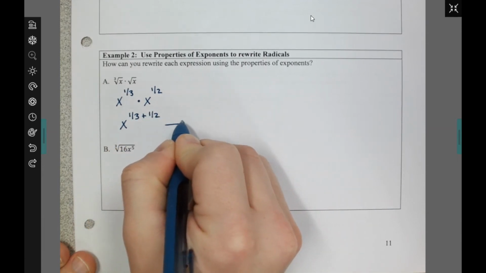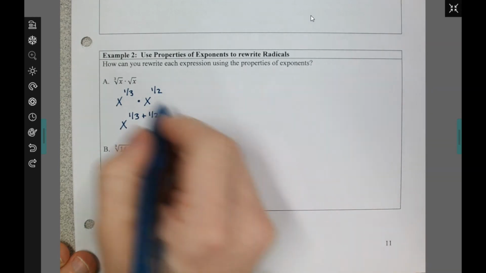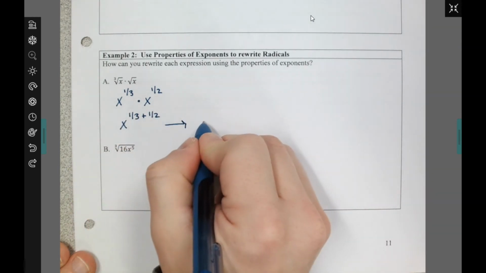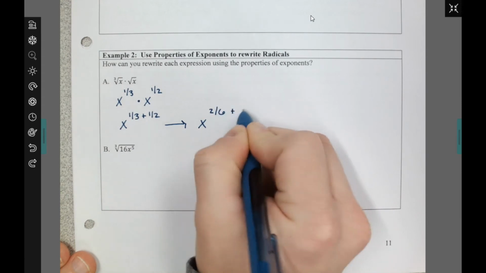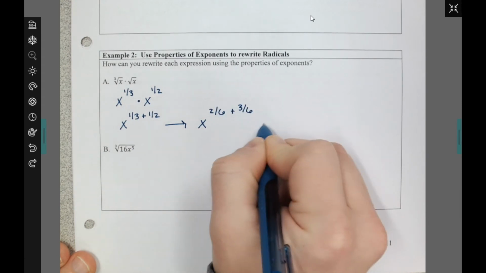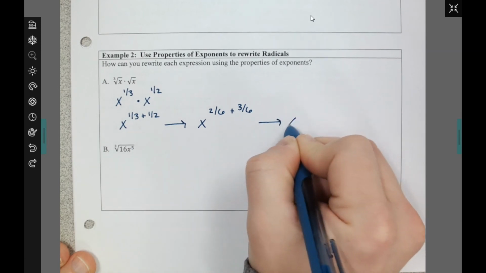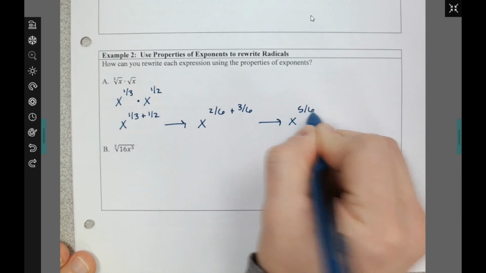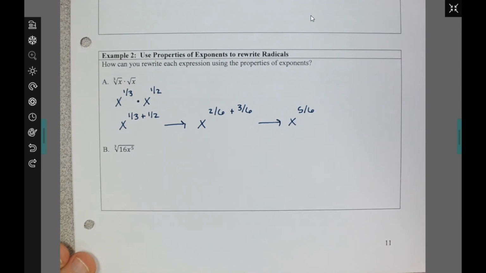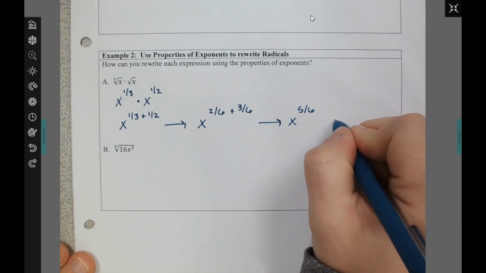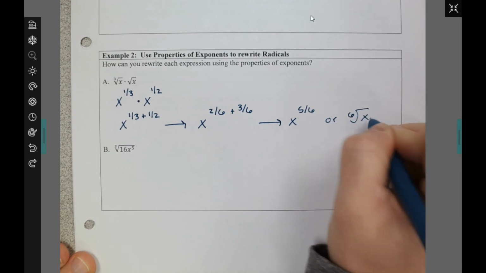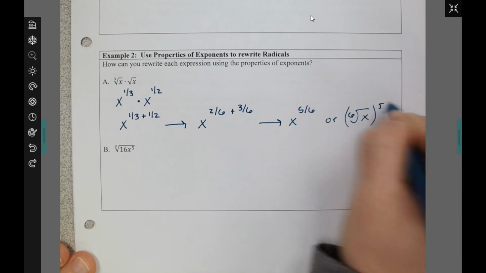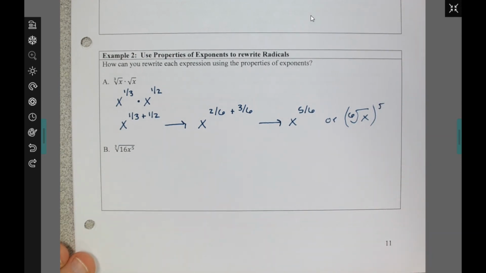And then just like we did on the first example, common denominators for the fraction. So in this case, it's going to be 6. I got x to the 2/6 plus 3/6, which is going to give me x to the 5/6 power. And then realize if they asked you, you could rewrite this in radical form as the 6th root of x raised to the 5th power. Okay, so we got that one right there.